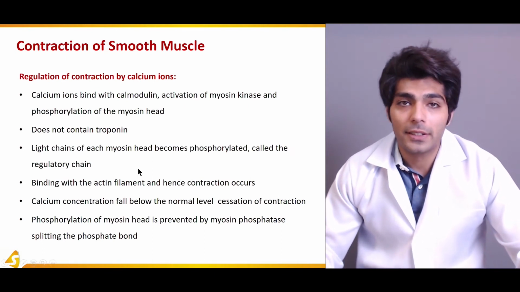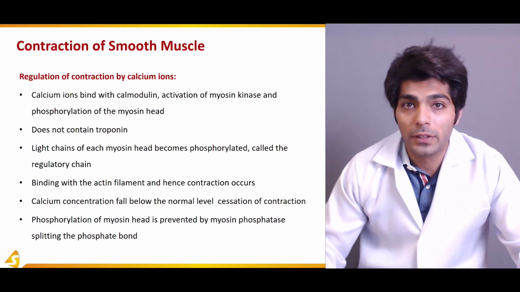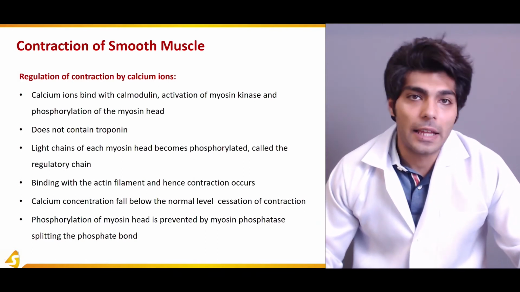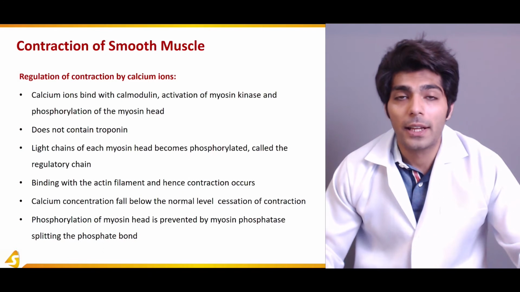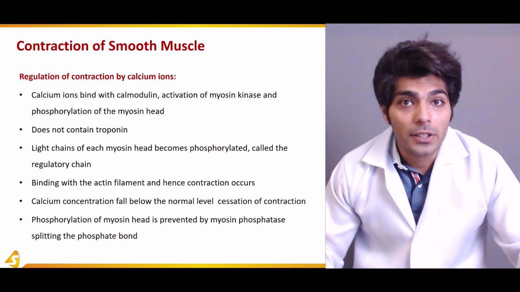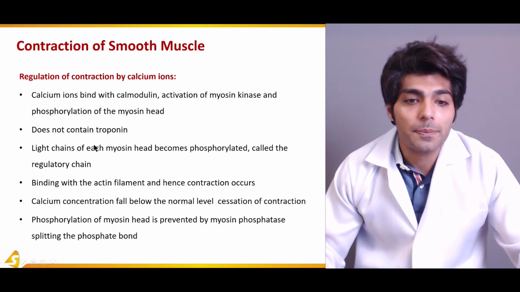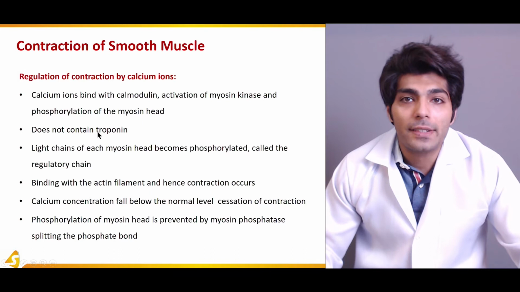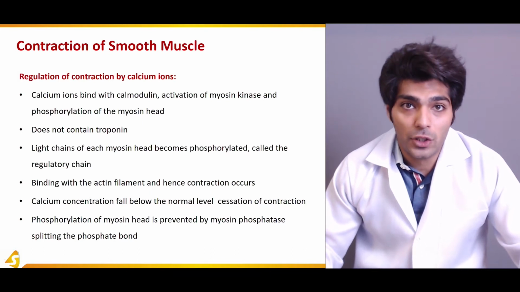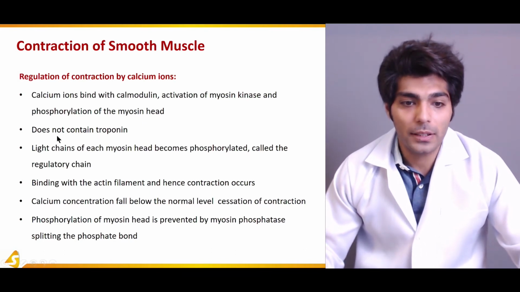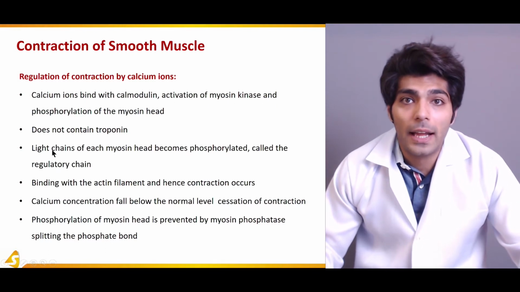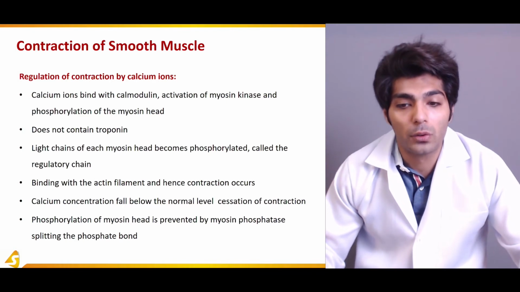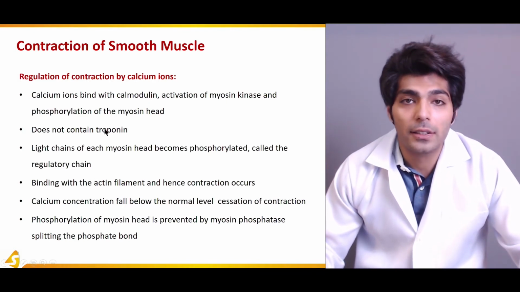Calcium is an important ion which is present in high percentage in the extracellular fluid, and is also present in the sarcoplasmic reticulum, which is the endoplasmic reticulum of the smooth muscle. Calcium binds with the calmodulin and activates the myosin kinase and phosphorylation of the myosin head. Smooth muscle actin filament doesn't contain troponin. The light chains of each myosin head become phosphorylated, as we have just discussed. There's a binding of the actin filaments, and hence contraction occurs.